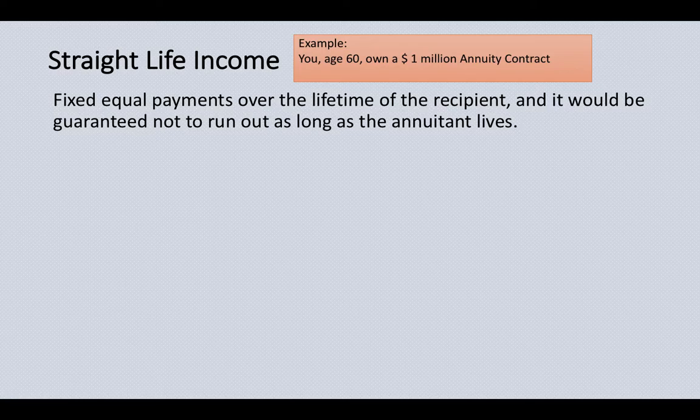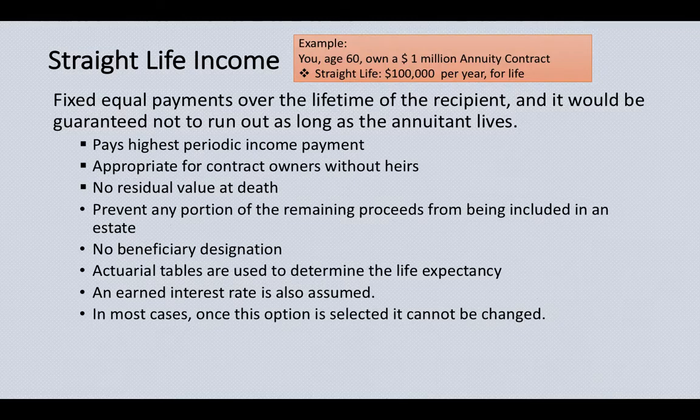So when you select the straight life option, the insurance company says, you know what, I'll give you $100,000 per year for the rest of your life. However, if you die, nothing left. This option comes with this characteristic: because it's straight life, it's only for your life. Then you die, nothing left.